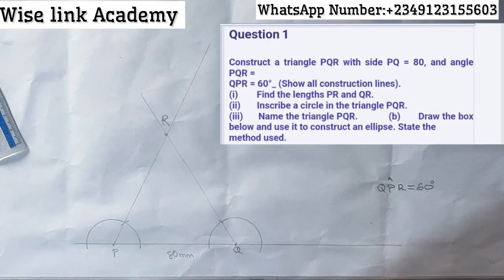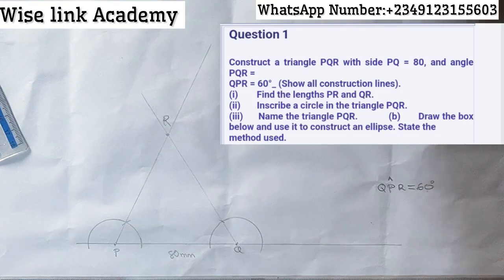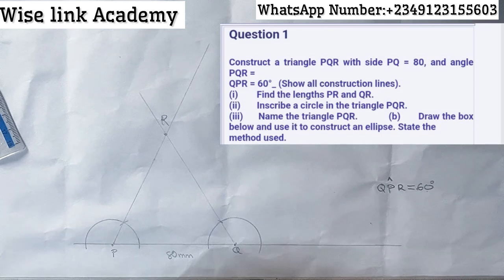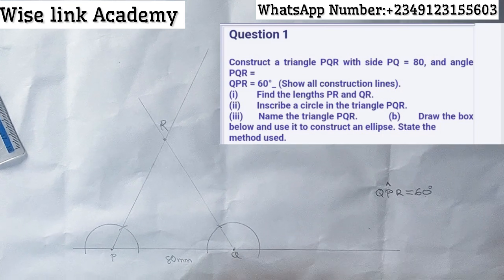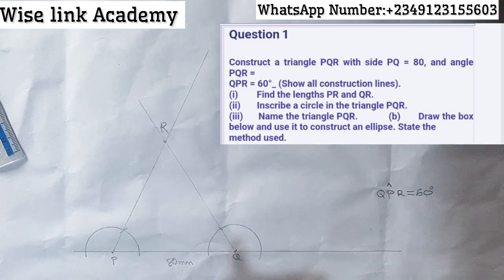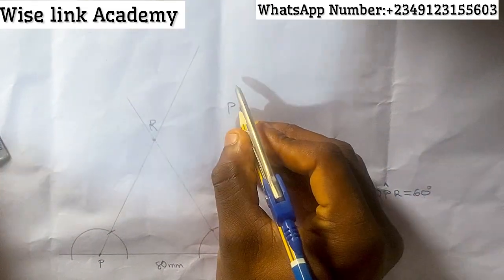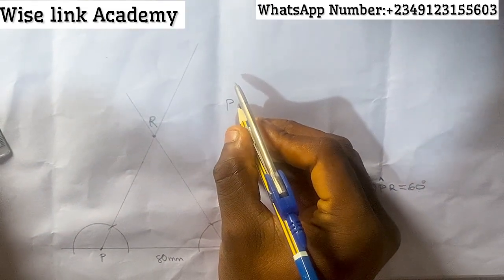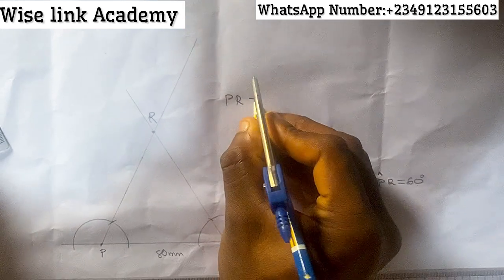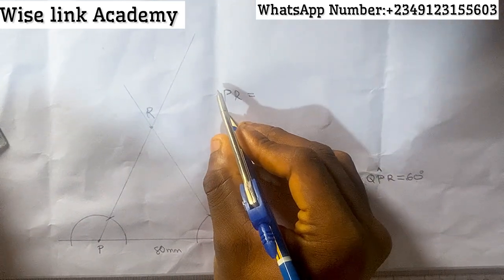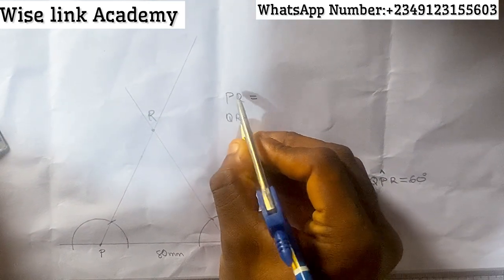as you can see. So next task now is that I've gotten my triangle. Question I says find the length of PQ and QR. Now listen, I have to find the length of PR, and I have to find the length of QR.